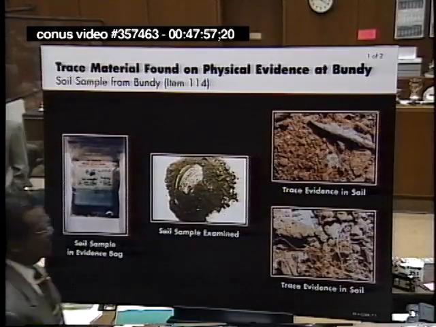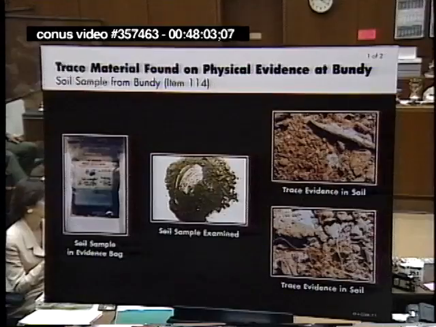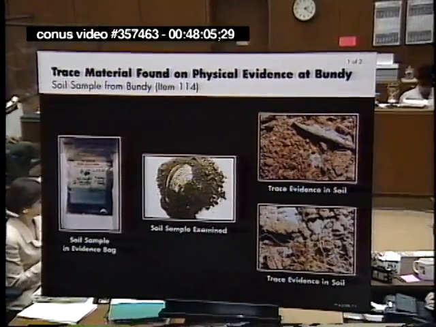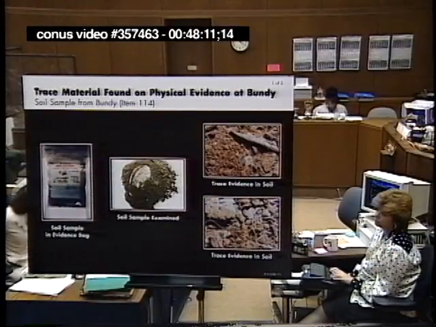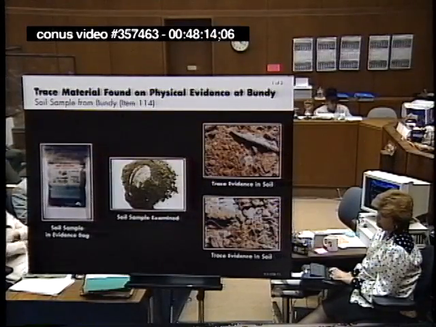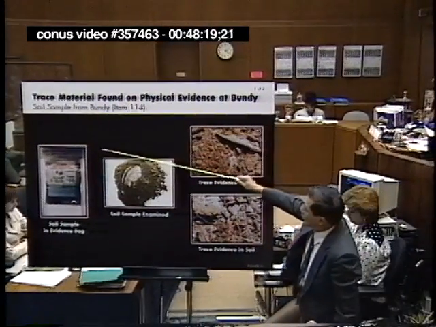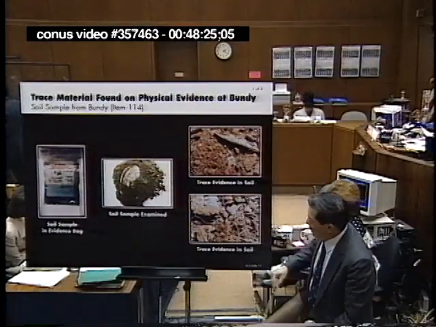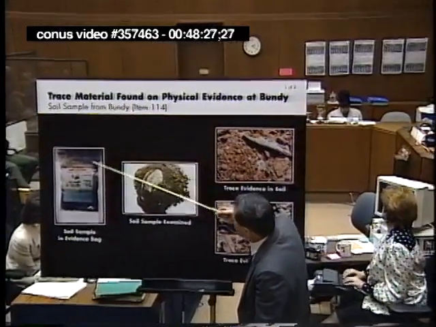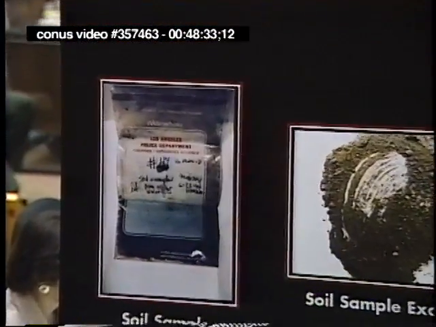Dr. Lee, could you please describe to us what is depicted by the photographs on this board? This board consists of 4 pictures. It shows a sample numbered 114, soil sample from northwest of gate.